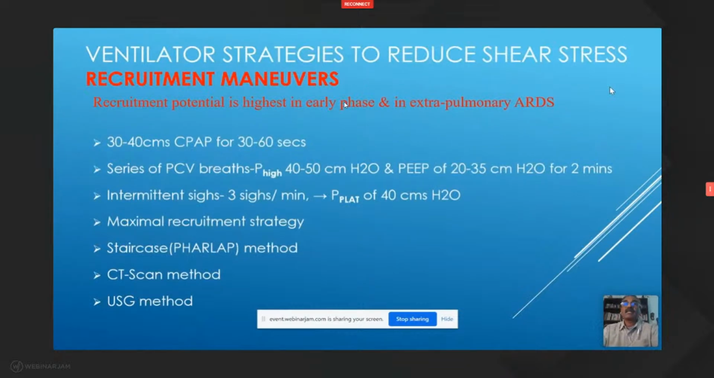The recruitment maneuvers are multiple. You can have 30 to 40 centimeters of CPAP for 30 to 40 seconds, pressure controlled breaths, and the maximal recruitment strategy and Farlap method are also there. I'm not going to go and define them. Commonly, what I use is the first two and limit the pressures. The maximal recruitment strategy and the staircase method have not been shown to be beneficial in outcomes. Actually, it has shown increased mortality. Probably restricting the pressures to somewhere like 40 centimeters of water is good enough to recruit if you have to do it.